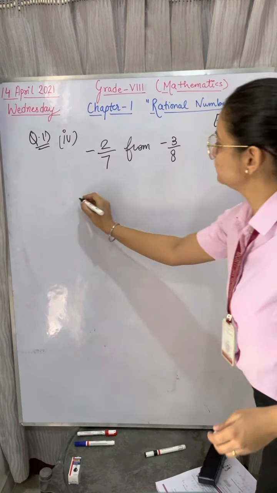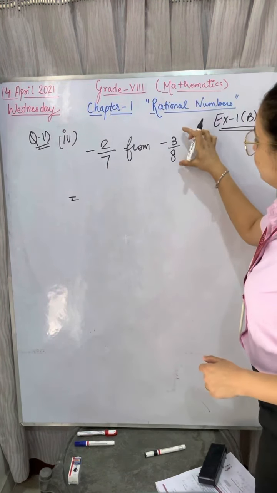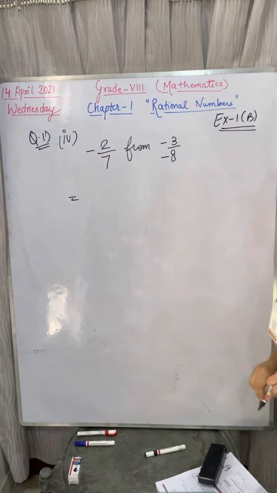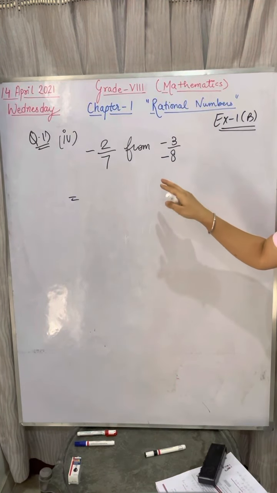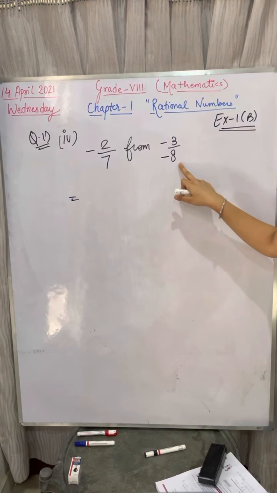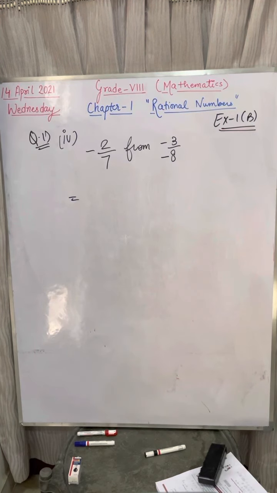Very good. Please match your answers. Firstly, I'm writing this. Sorry, please, one sign I have not written here. Minus 3 upon minus 8 it was. Okay, minus 3 upon minus 8. Quickly, quickly do it.